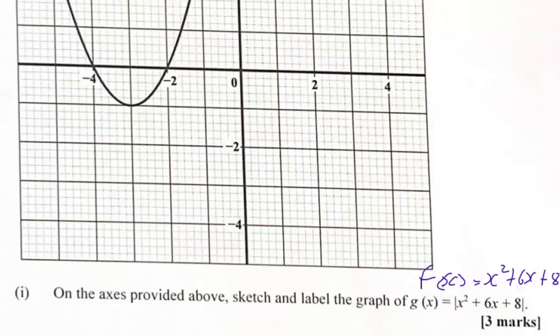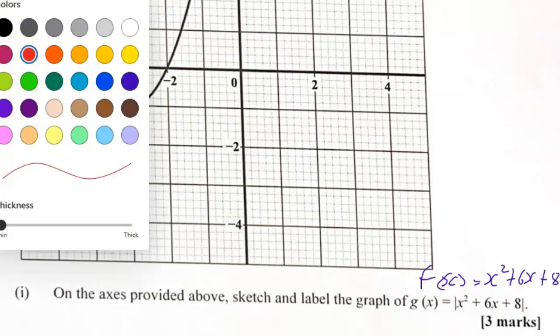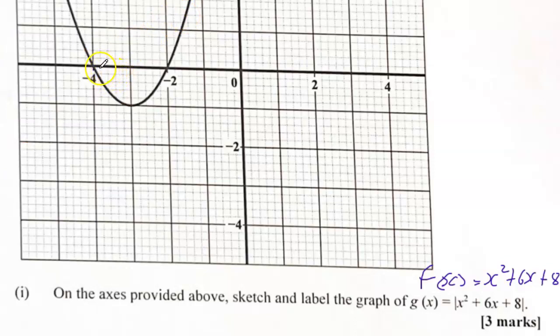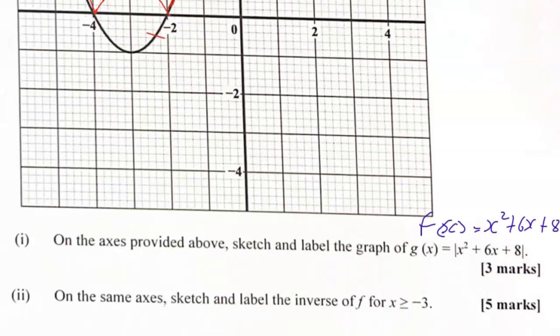Let me change the color, let me use red. Modulus means all the y values must be positive. The part that goes under the x-axis, where the y values are negative, we simply reflect in the x-axis. So g of x would look like that, and then extend it right up. So simply reflect the piece below the x-axis above, and that is all there is to that.